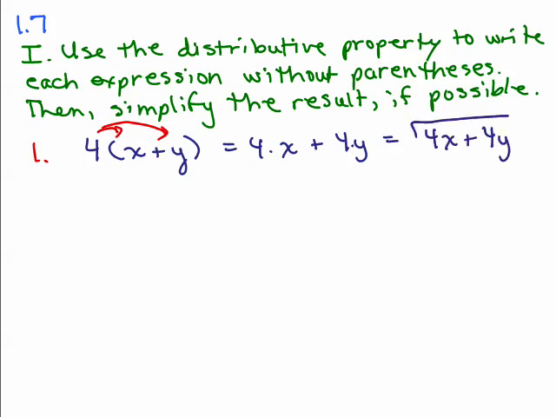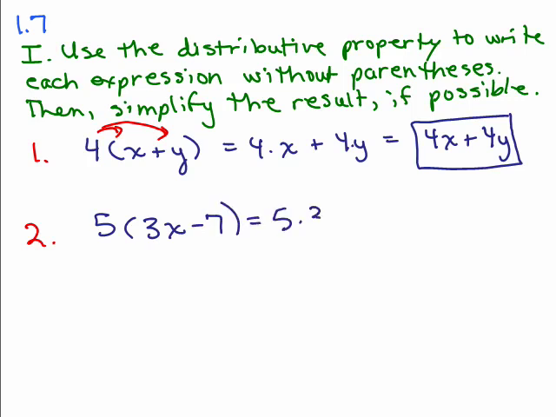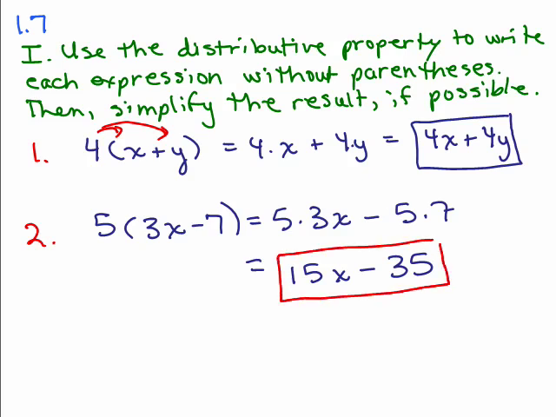I'm not always going to show that middle step, but I wanted to begin with that. Okay, let's go on to number 2. We have 5 times 3x minus 7. Similar, 5 times 3x minus 5 times 7. So that'll give us 15x minus 35. Okay, let's go on to number 3.